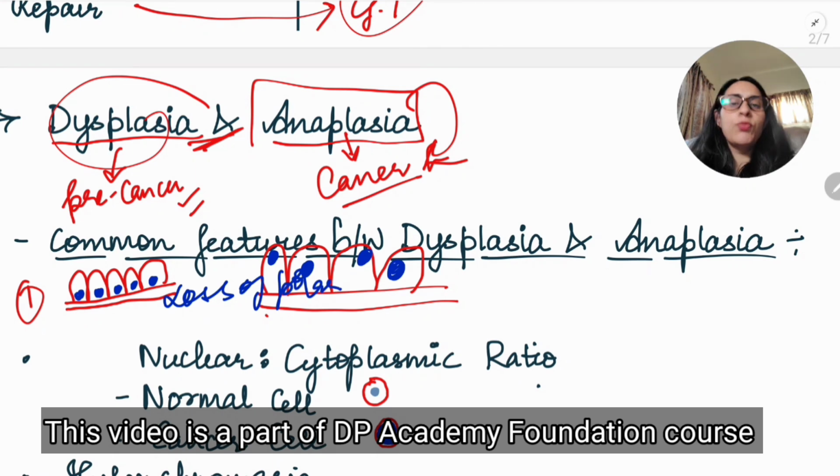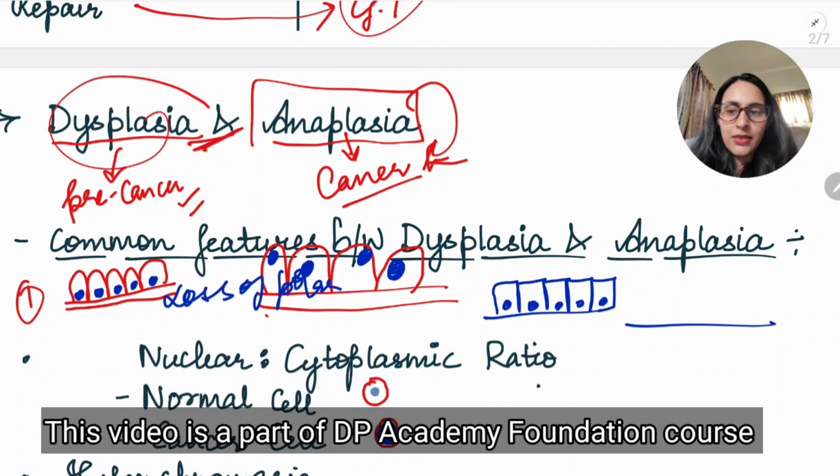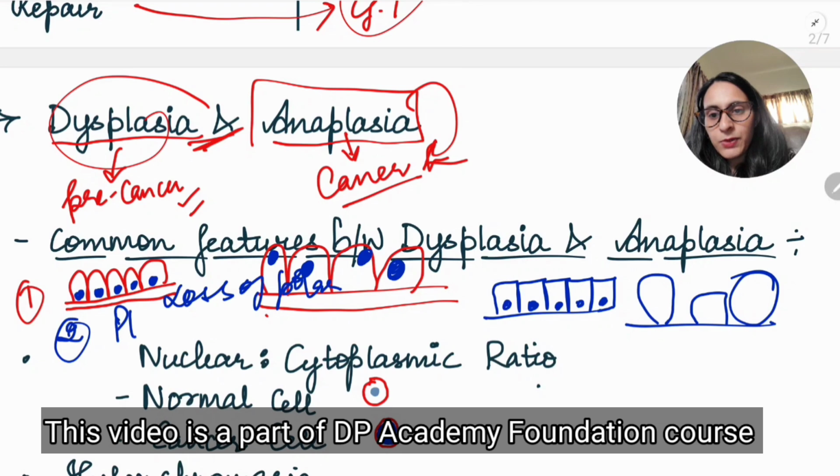Then there is pleomorphism. That means if this is a normal cell, we have, suppose, the cuboidal epithelium. Then in case of dysplasia and anaplasia, there is going to be pleomorphism. They are going to have a variation in the shapes. So pleomorphism, variation in the shapes and the sizes of the cell, is also seen. So the second common feature is pleomorphism.